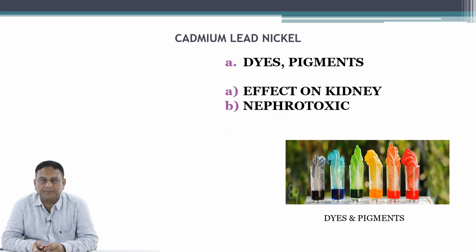And cadmium, lead and nickel, those are coming under the heavy metal categories and it can be found in the dyes and pigments. But if it is there in the garment, there is effect on kidney and different other diseases. So we have to be careful about the heavy metals also.